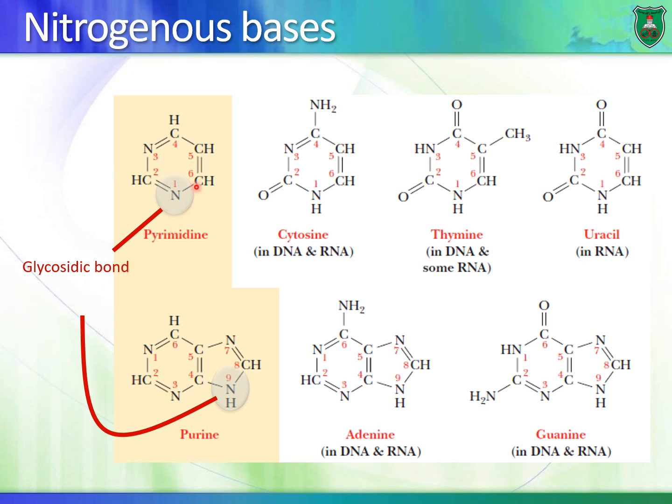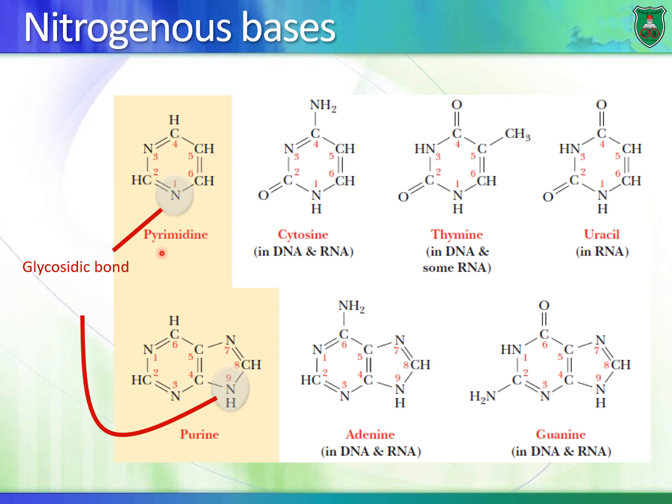And the sugar is attached to nitrogen number 1 of pyrimidines and nitrogen number 9 of purines. Notice the difference in structure. Pyrimidines are single ring molecules, purines are double ring molecules. One way by which I can differentiate between purines and pyrimidines in terms of structure is that purines, the little word purine, is a large molecule, double ring structure, versus pyrimidines, large word for the small structure, that is the single ring.